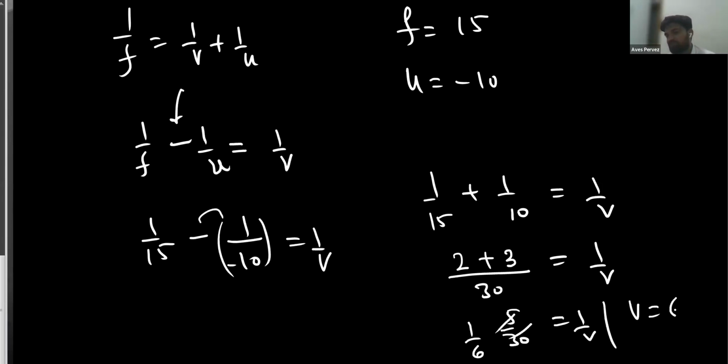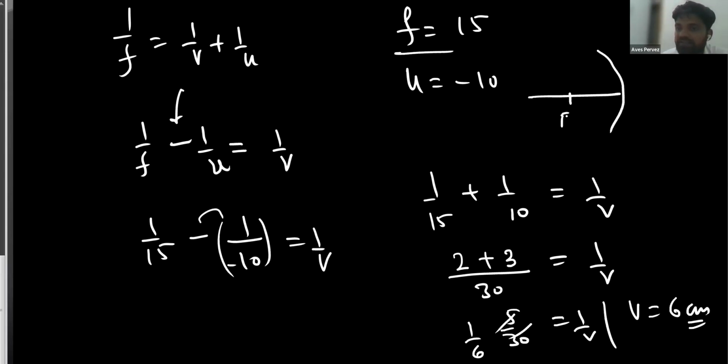V is 6, positive 6. What does it mean? You can also imagine the condition that it is forming a virtual image. Why? Because the focal length is 15. And sorry, this was a convex mirror, so it will always form a virtual image. So V positive is coming, it means the virtual image is coming. Okay, got it? Yes, sir.